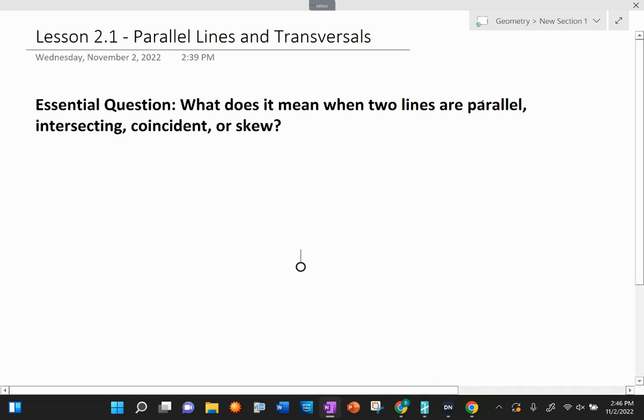Okay, so the essential question that after today's notes you should be able to answer is: what does it mean when two lines are parallel to each other, intersecting, coincident, or skew? These will be very important vocab words. Maybe they will even pop up on the next quiz as a vocabulary word.